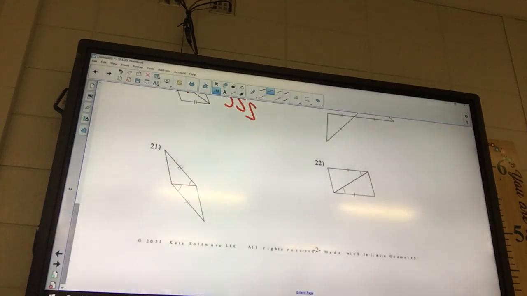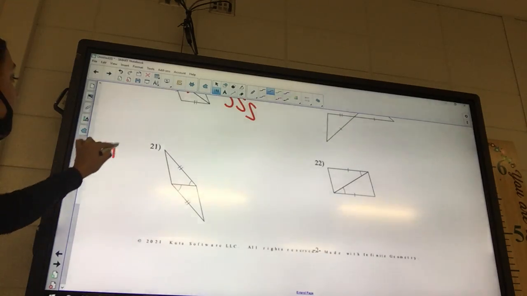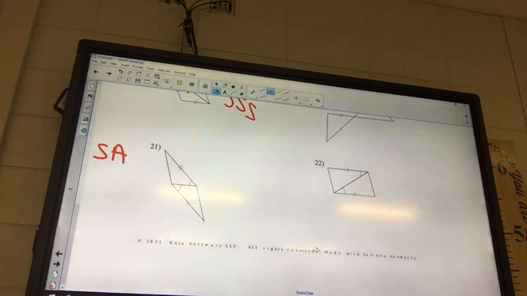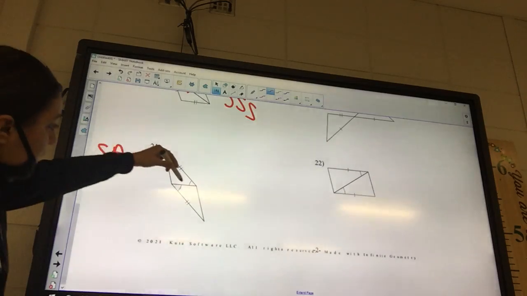Okay, 21. What's marked? A side is marked. What else? One angle is marked. So we have a side marked and an angle marked. Okay, what else? Can you mark anything? Look at it again. Yes, you can. Because those two triangles are touching, they have a connecting line, which means I can mark this one.